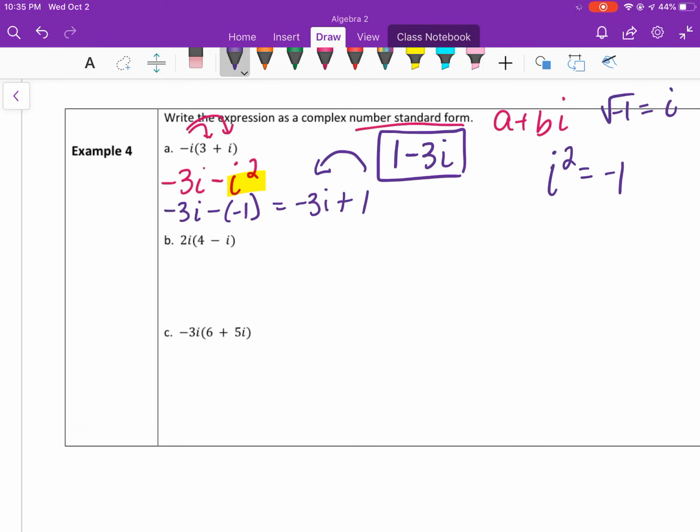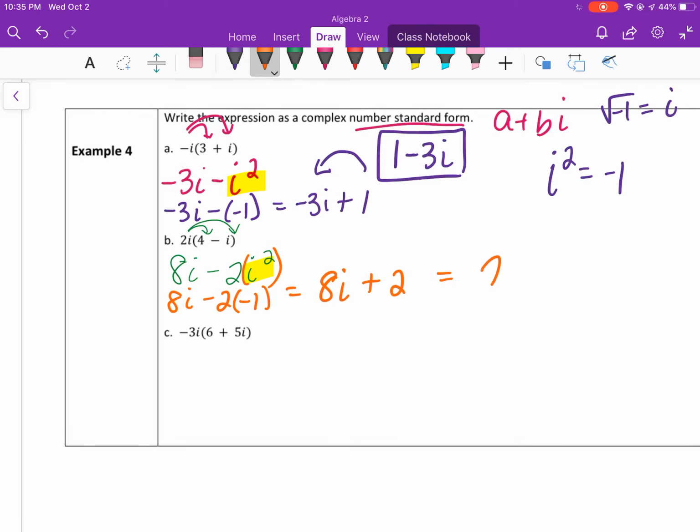So I want the real part to come first, and the negative 3i part to come second. So 2i times 4 will be 8i, and then 2i times negative i will be negative 2i squared. And then I'm going to replace the i squared with negative 1. That'll look like this: I'll have 8i minus 2 times negative 1. So I'm only substituting in i squared for negative 1. That's going to be 8i plus 2. And then rewriting that in standard form will be 2 plus 8i. So just rearranging it.